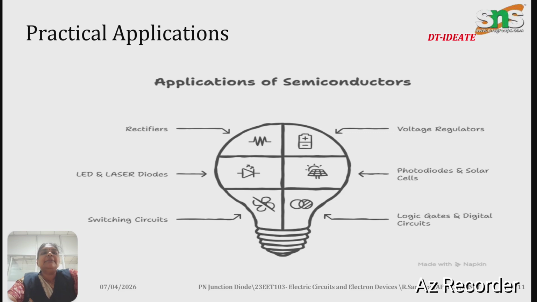The practical applications of PN junction diodes are that they are used in rectifiers and voltage regulators, photodiodes and solar cells, logic gates and digital circuits, switching circuits, LEDs and laser diodes.